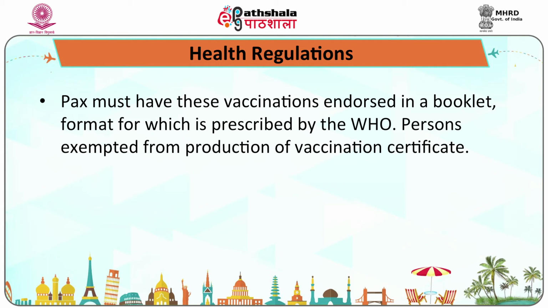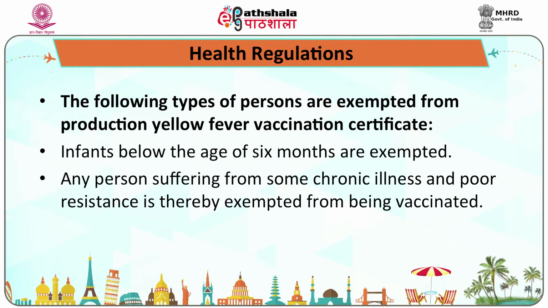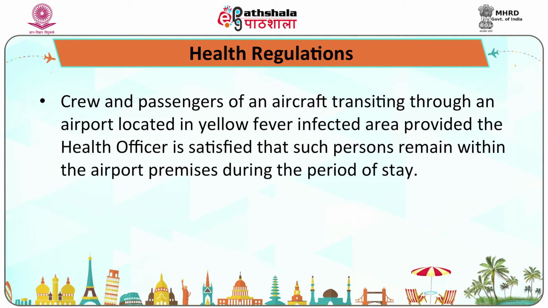Persons exempted from production of vaccination certificate. The following types of persons are exempted from producing the yellow fever vaccination certificate: infants below the age of 6 months are exempted. Any person suffering from some chronic illness and poor resistance is thereby exempted from being vaccinated. Crew and passengers of an aircraft transiting through an airport located in a yellow fever infected area are exempted, provided the health officer is satisfied that such persons remain within the airport premises during the period of stay.